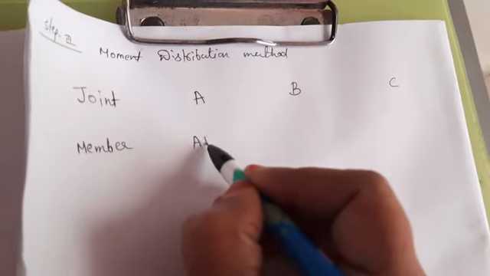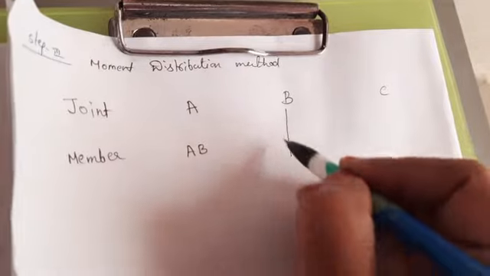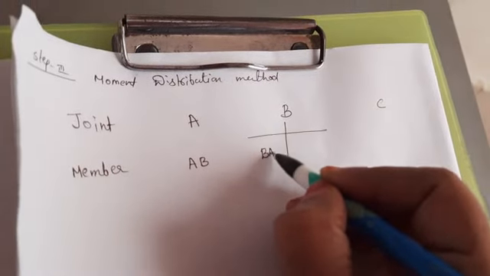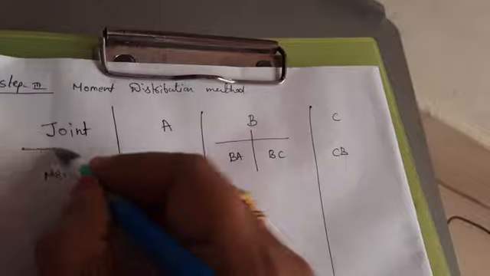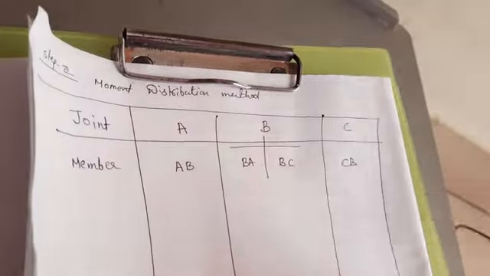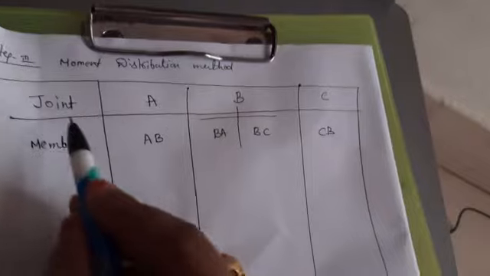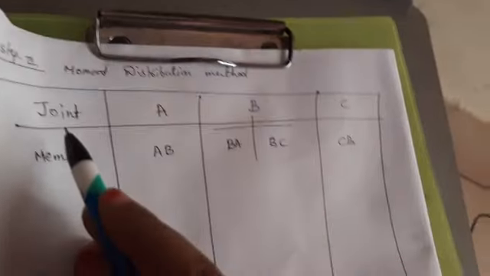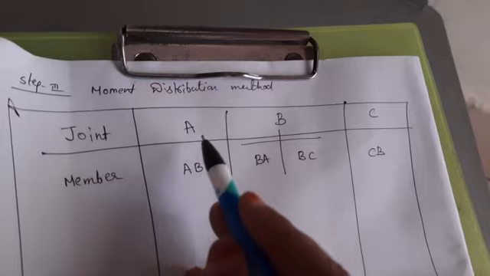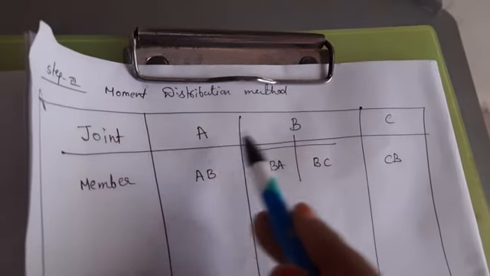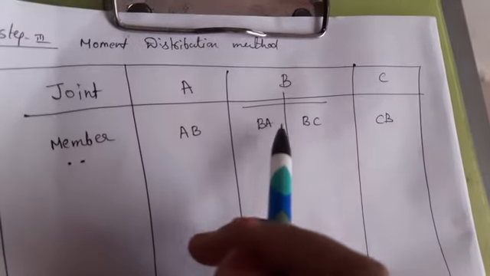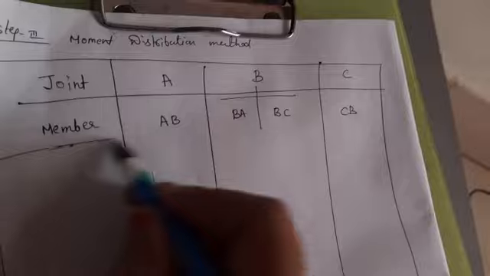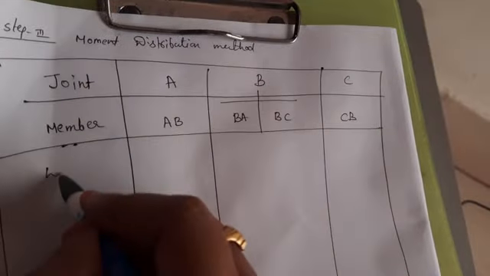For A, we can observe AB. For B, we will observe two members, one is BA, another one is BC. For C, we will observe CB. We have to draw a tabular column for this moment distribution method. First one is joints A, B, C. Whatever points they gave in the question, according to that you have to note down the joints A, B, C. Next one is member. From A, AB we will observe. From B, BA and BC we will observe. These are the members.